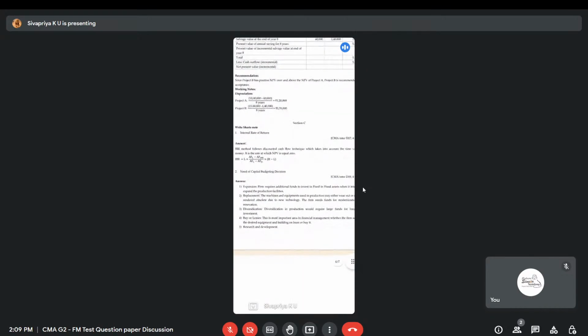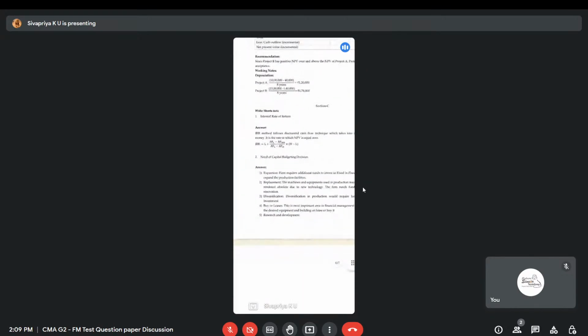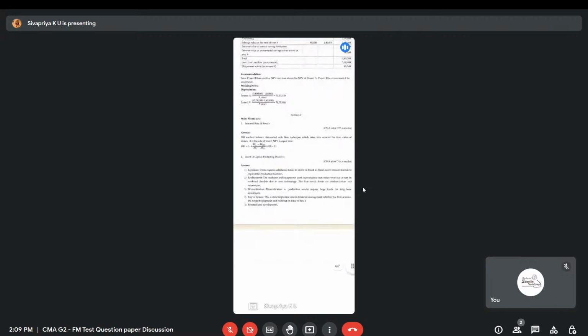Then section C, write short notes on internal rate of return. So this is also a method which is followed in the discounted cash flow techniques. So what its formula is, we have mentioned. It is 4 marks question.